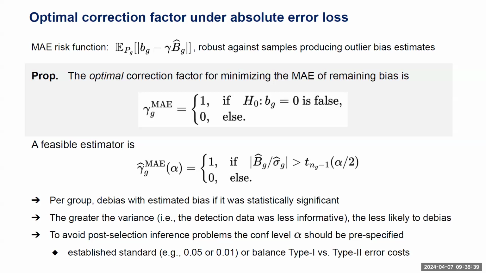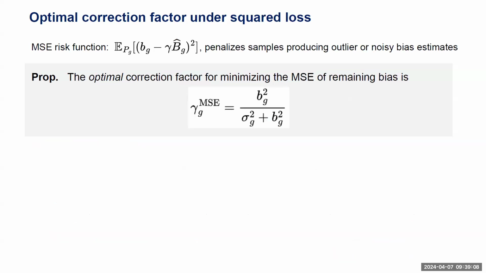Good point. Anyway, it shows you that the variance affects whether you debias or not, but also the confidence level, right? And just to avoid the whole post-selection inference problem, of course, you want to set the alpha before you do this test, right? You can set it, for instance, to the standard level or a type 1 versus type 2 level. And then we can also care about squared error loss. That gives us the remaining bias and the mean squared error risk function over the bias that remains in a squared sense. We would care about this when we want to penalize data realizations used for detection that produce outlier or high-variance estimates, right?